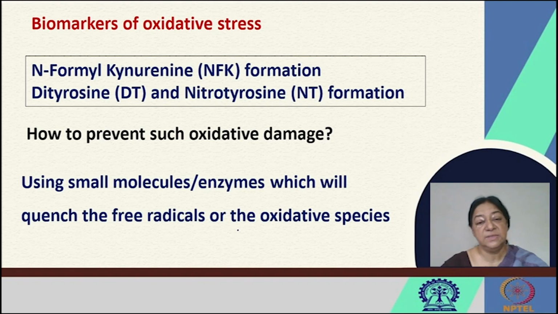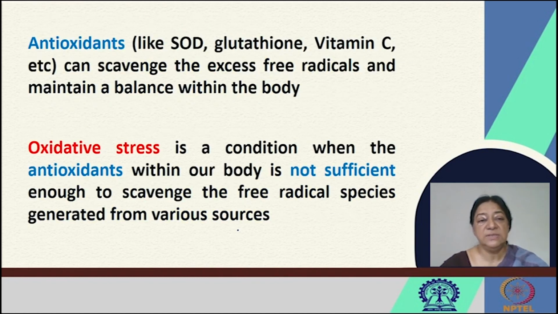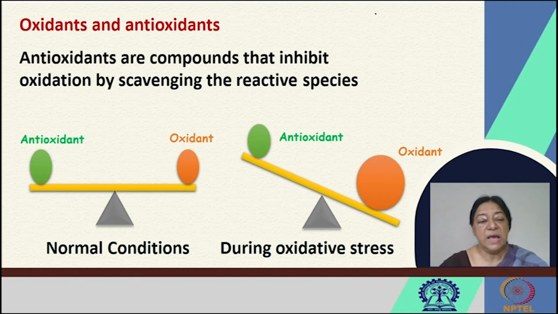So the question is how to prevent such oxidative damage. This is possible by using small molecules or specific enzymes that can quench these free radicals. But we also need to know that the presence of the free radicals is required for certain specific biochemical reactions. There are antioxidants like superoxide dismutase, glutathione, vitamin C, etc., that can scavenge the excess free radicals and maintain a balance in the body. But oxidative stress occurs when the antioxidants within the body are not sufficient enough to scavenge these free radicals that are generated by the various sources. So effectively what happens, in normal conditions, there would be a balance between the antioxidant and the oxidant. However, during oxidative stress, we have a predominance of the oxidants, and the antioxidants are compounds that would inhibit the oxidation by being able to scavenge the reactive species.